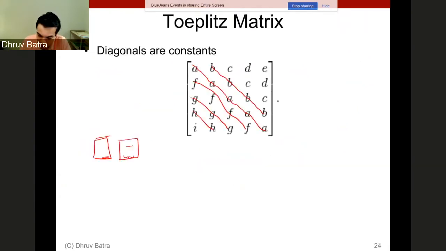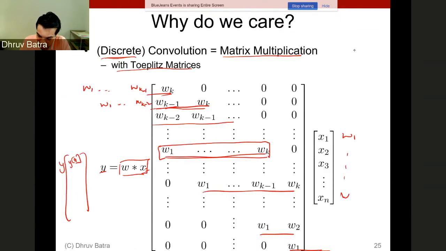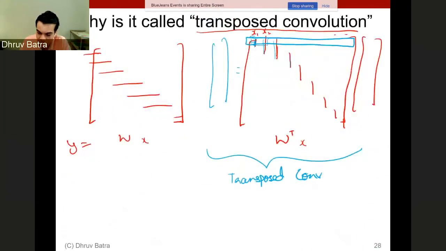So now we kind of understand that transposed convolutions have this particular structure: if there's a Toeplitz matrix, you take a transpose of that, you get that operation of sliding on the output.